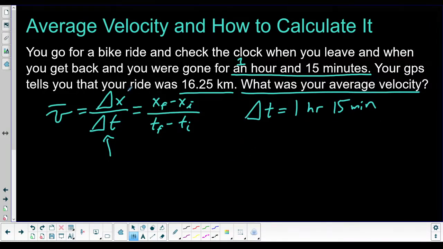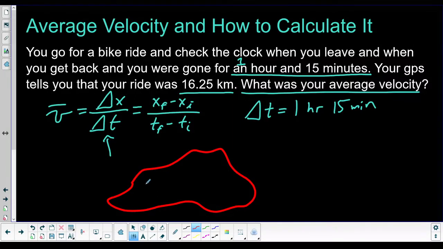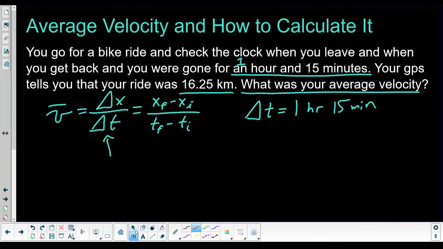Your GPS tells you that your ride was 16.25 kilometers. We're going to also kind of ignore the fact that my ride was probably something like this, where my displacement, because I start and end at my house, is 0. Okay. So, we're doing distance. We'll fudge it a little bit. It's not that big of a deal. We will be much more strict about these definitions once we have more to work with.